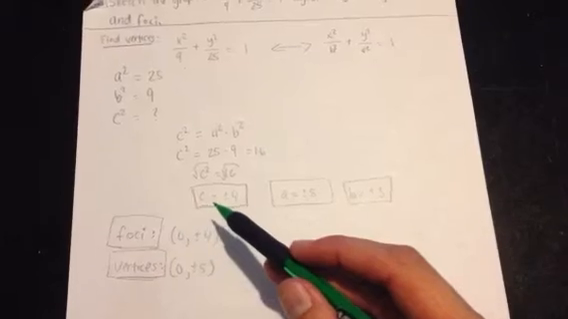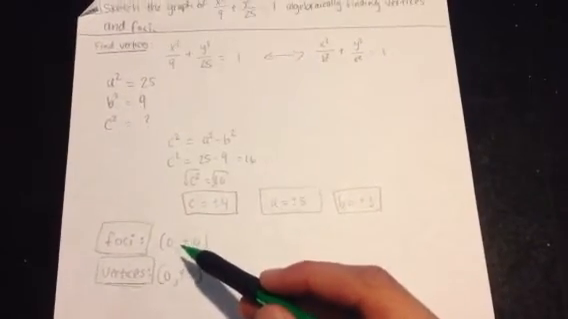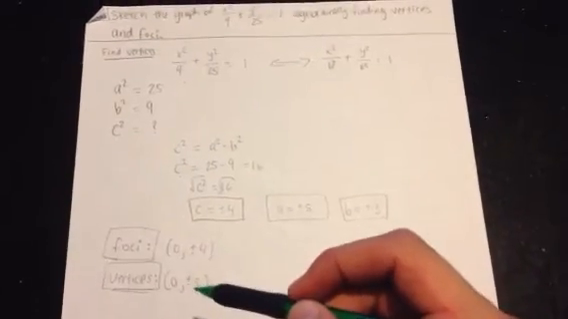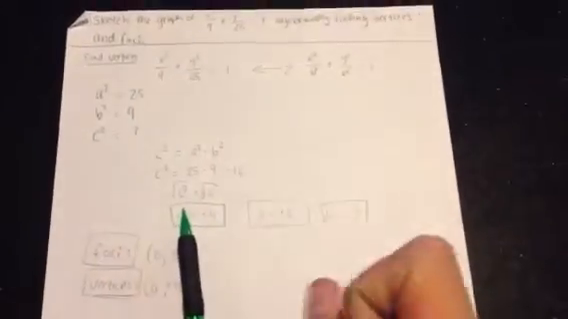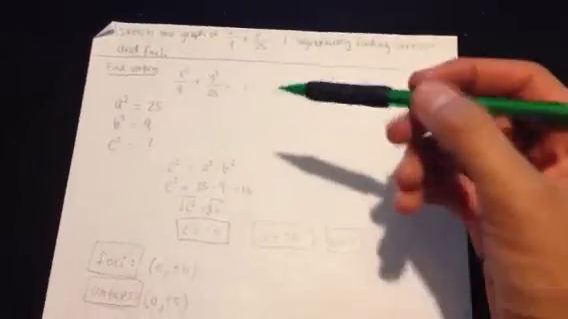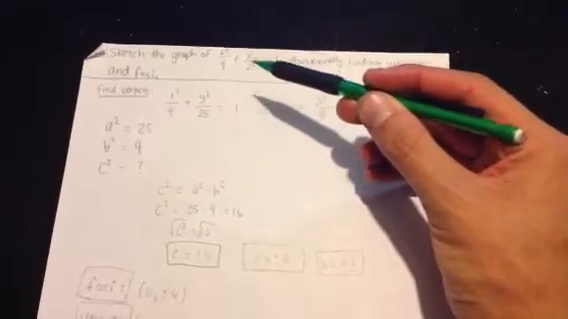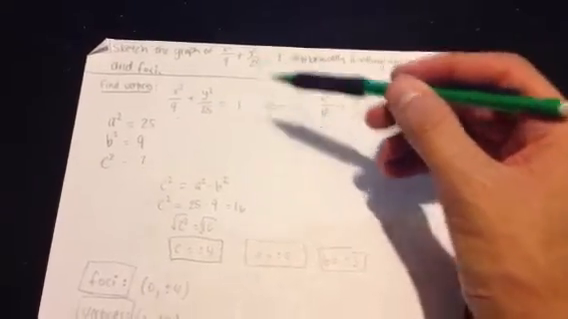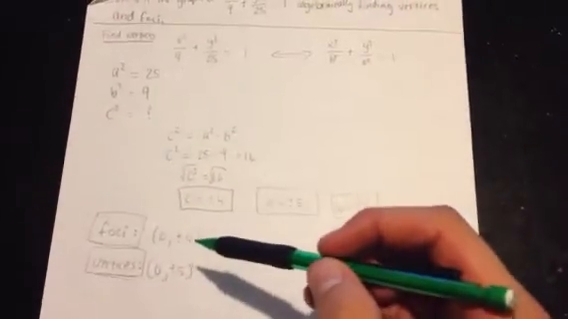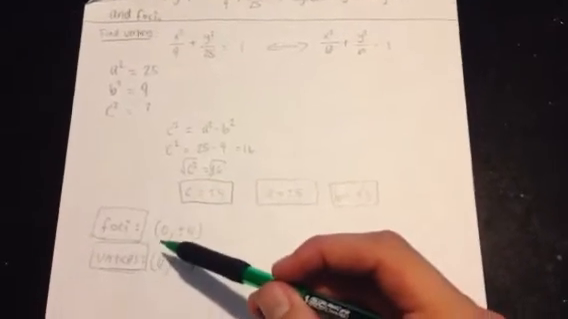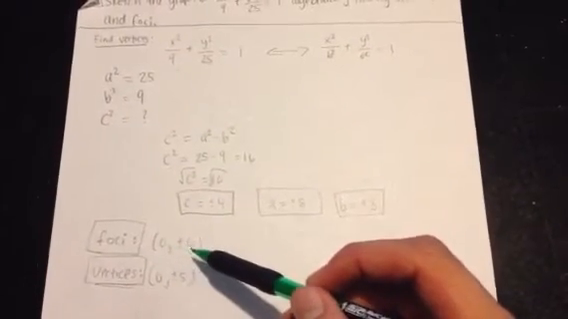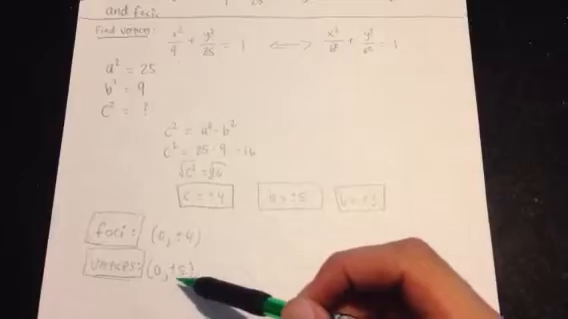So c is your value for the foci, and in this case, the foci and the vertices are always going to be together on the same axis. You'll find that they're both going to be on the y-axis right over here. So when you're writing that, you'll write that as 0, plus or minus 4 for the foci and 0, plus or minus 5 for the vertices.